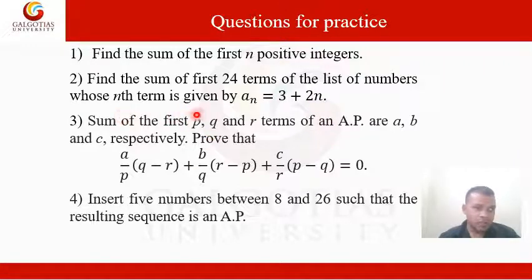The sums of the first p, q and r terms of an AP are a, b and c respectively. Then prove this relation. Hope you are able to practice this. Insert 5 numbers between 8 and 26 such that the resulting sequence is in AP.